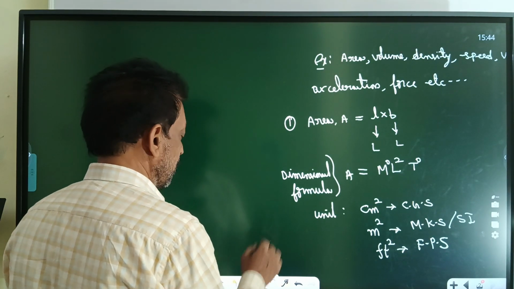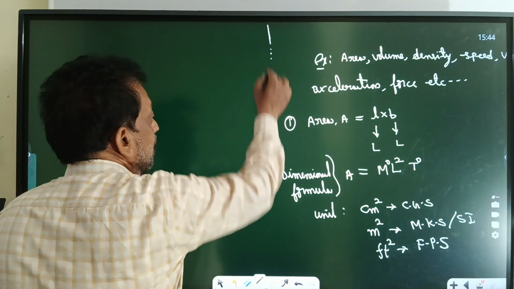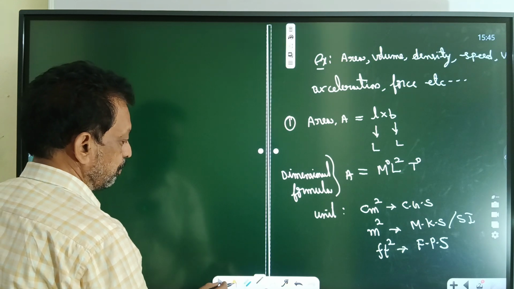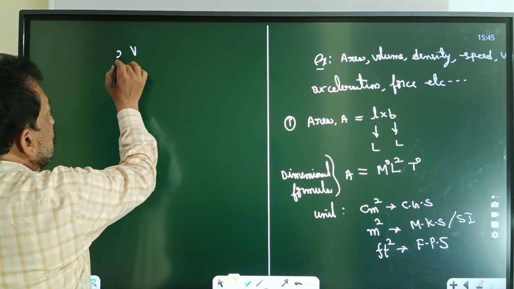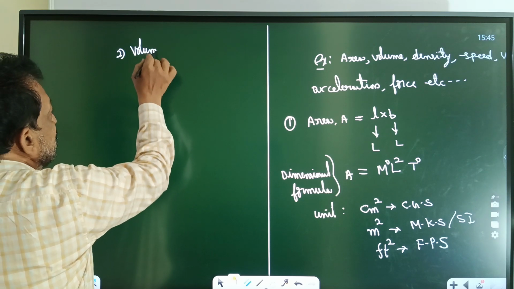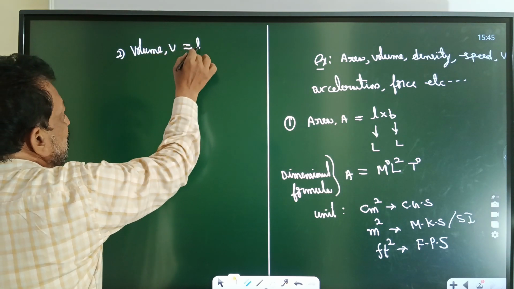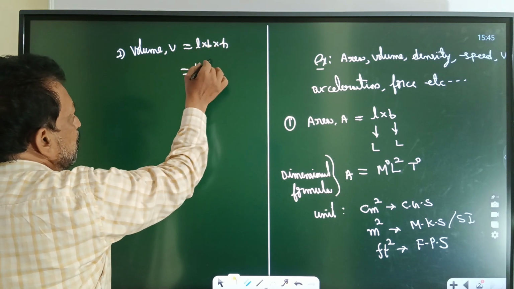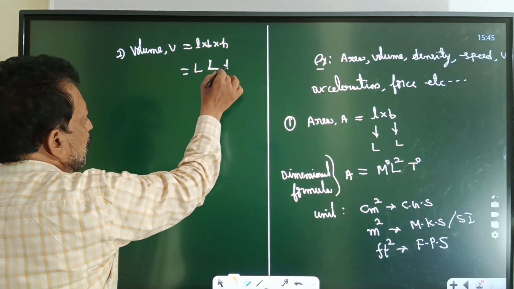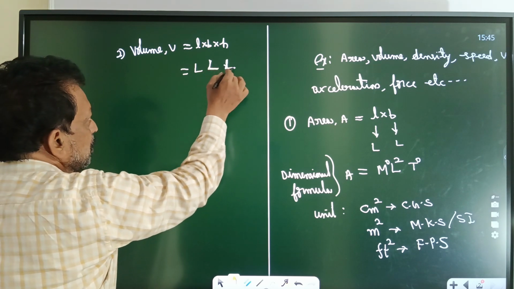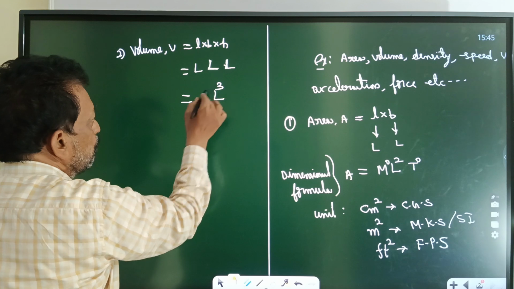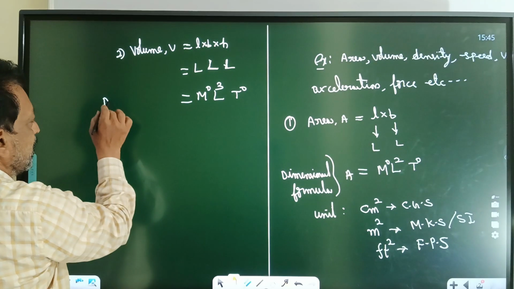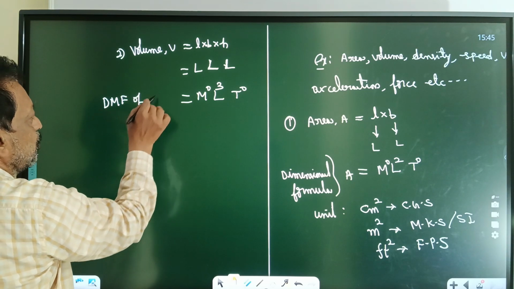Now you try the next one. All of you complete it. Next, volume. What is the basic formula of volume? Length into breadth into height, LBH. Length is L, breadth also L, height also L only. So it is L cubed, with unit mass and unit time. This is the short form, the dimensional formula of volume.